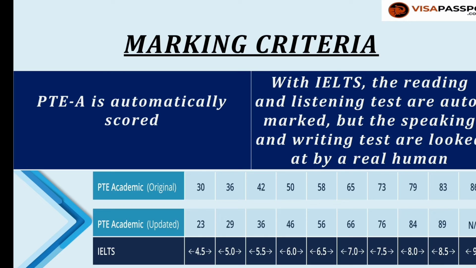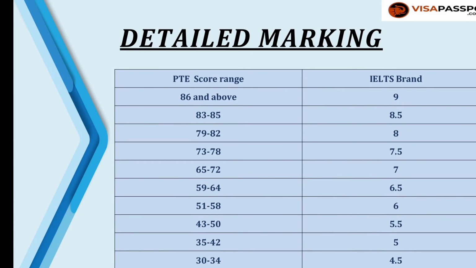We can also see the comparison between the PTE original marking scheme, the PTE academic updated marking scheme, and IELTS marking scheme. We have the detailed marking system in the next slide coming up. So as we can see, the PTE score range goes on from 30 to 34 to 86 and above, as compared with the IELTS band system, which goes on within 4.5 to 9 bands.